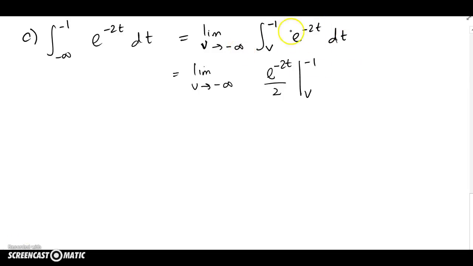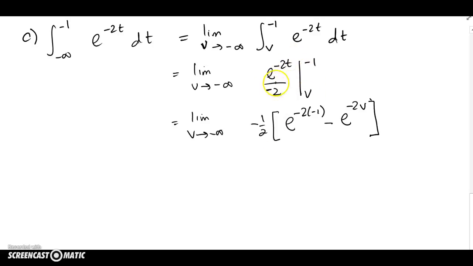So remember, that's a quick u-sub: e to the negative 2t goes to e to the negative 2t divided by negative 2, whatever that constant is. Let's plug in the limits of integration. I put the negative one half outside, and I have e to the negative 2 times negative 1 for the upper limit, and e to the negative 2 v for the lower limit. And now we're going to look at what happens when v goes to negative infinity. So this piece is just e squared, from negative 1 times negative 2.